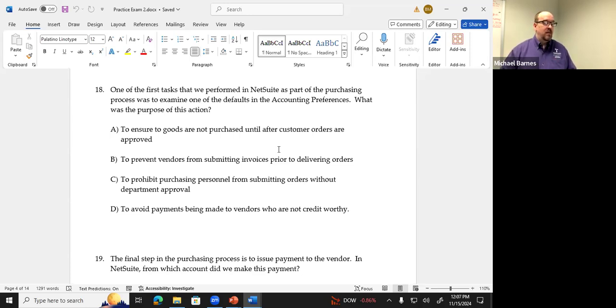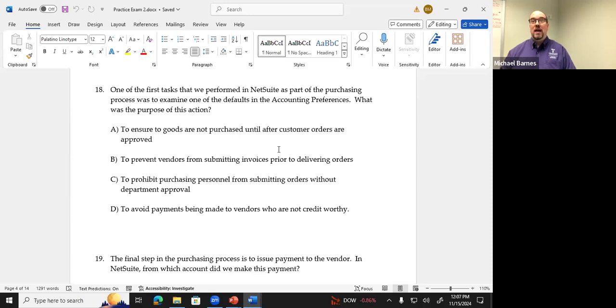B: To prevent vendors from submitting invoices prior to delivering orders. Did we do that? Yes, remember we said bill in advance of receipt, we made sure that was not checked. That was one of our steps in the purchasing process that we had to walk through. Why did we make sure that box was unchecked? Because otherwise vendors could bill us without actually sending us goods.